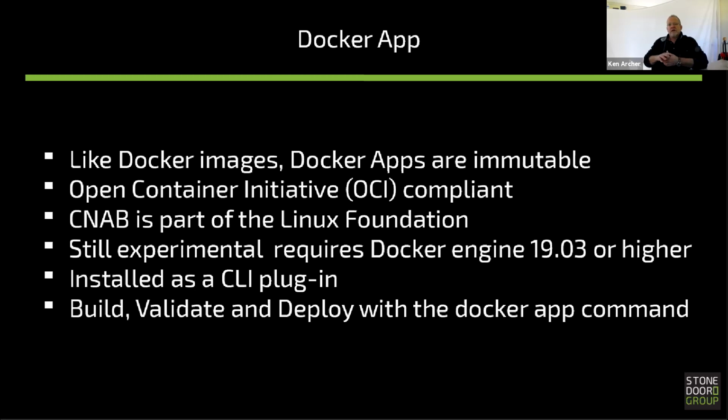It's built on the Open Container Initiative. It's OCI compliant, and like I said, CNAB is part of the Linux Foundation. Still experimental. It requires Docker 19.03 or higher. It's not available if you're running an older version of Docker Engine at this point. Installed as a CLI plugin. We're going to run Docker app commands, just like we run Docker image commands, container commands, network, volume, what have you. It's installed as a CLI, and then we can build, validate, and deploy applications with the Docker app command.